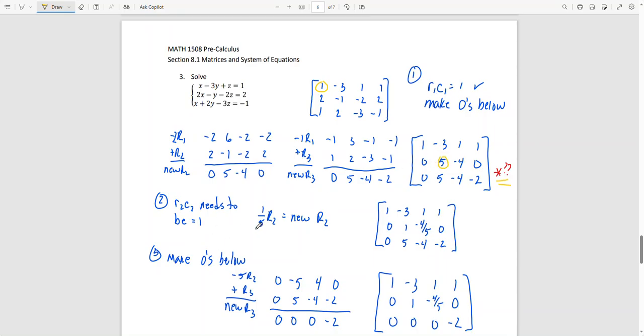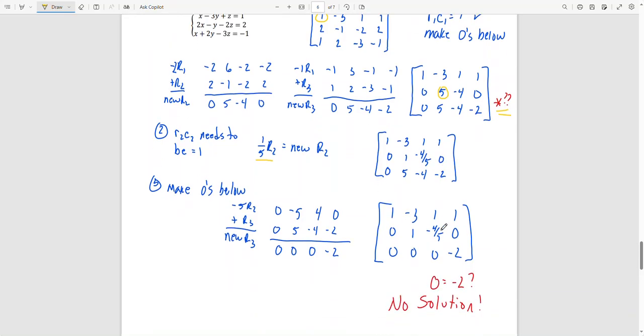So I'm going to multiply 1/5 times row 2 to get my new row 2. That's 0, that's a 1. Negative 4 divided by 5, right? Negative 4/5, and 0 divided by 5 is 0. I need to make ones, I have a 1, so I need to make a 0 below it. I'm going to multiply row 2 by a negative 5.